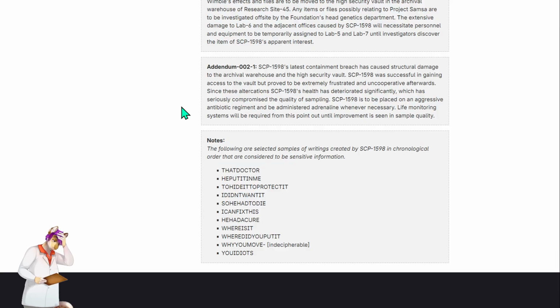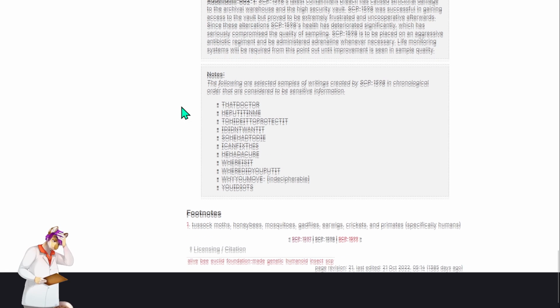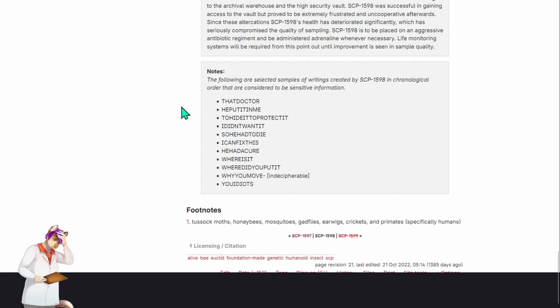SCP-1598's latest containment breach has caused structural damage to the archival warehouse and the high security vault. It was successful in gaining access to the vault, but proved to be extremely frustrated and uncooperative afterwards. Since these altercations, 1598's health has deteriorated significantly, which has seriously compromised the quality of sampling. It is to be placed on an aggressive antibiotic regimen and to be administered adrenaline whenever necessary. Life monitoring systems will be required from this point out until improvement is seen in sample quality. Notes: the following are selected samples of writing created by SCP-1598 in chronological order that are considered to be sensitive information.